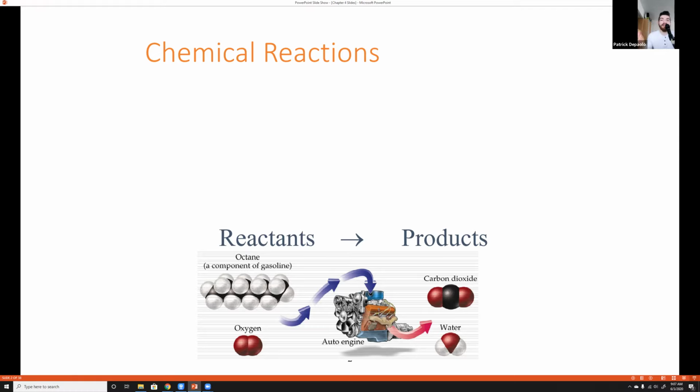And you have reactants to products. The reactants are going to be on the left side. The products are going to be on the right side of whatever chemical equation we're looking at. You can see an example there where octane and oxygen make carbon dioxide and water in an engine.